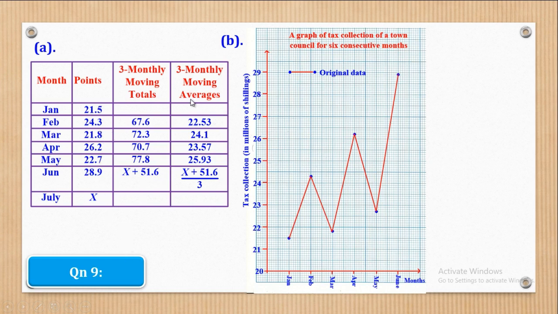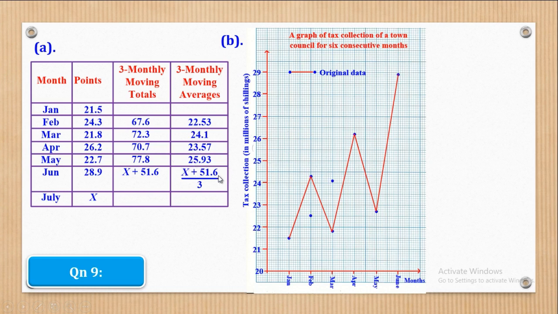I'm going to the plotting of the moving averages. Remember I told you the position where I put the moving averages matters. Now this 22.53 will correspond to February, meaning where there is February you are going to put there 22.53, where there is March you are going to put there 24.1, where there is April you are going to put there 23.57, where there is May to correspond to 25.93, and this one you can't plot it, so you're going to only plot these 4. What you're going to do is elongate, as you're going to see.